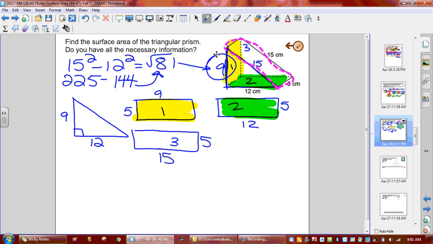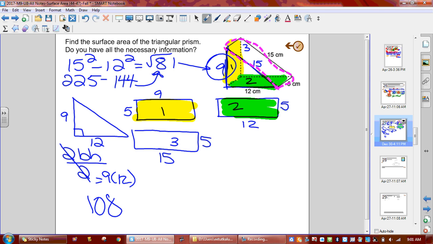Okay? Now, the triangle, I've got 2 of them. So it's going to be 2 times base times height divided by 2, but we noticed our 2's will cancel. So now we're just going to get 9 times 12, which is going to give us 108. Okay? So our triangles give us 108 centimeters squared. Now we've got to deal with our 3 rectangles. So rectangle 1, 9 times 5, is going to give us 45 centimeters squared.